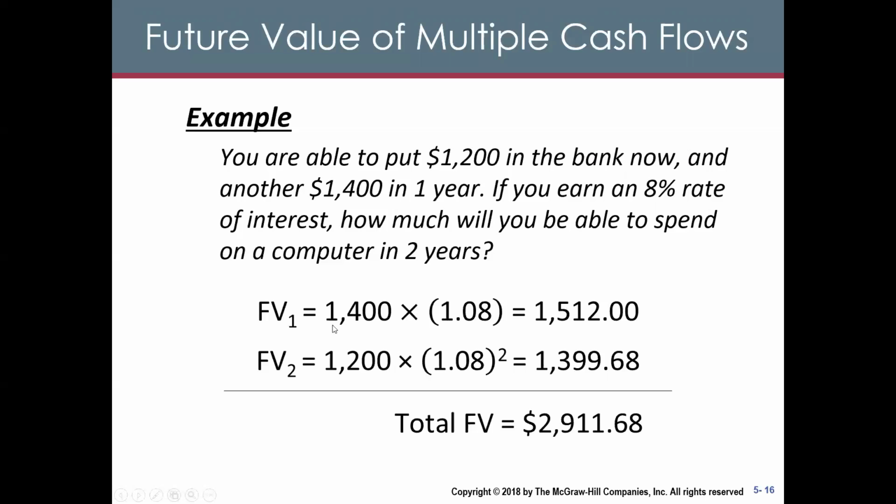So it's $1,400 times 1.08, and that's $1,512. So there are two cash flows, and adding them together, you get the total future value, and that's $2,911.68. So in total, you will have this amount of money that you can spend on the computer. So here you are trying to solve for the future value.